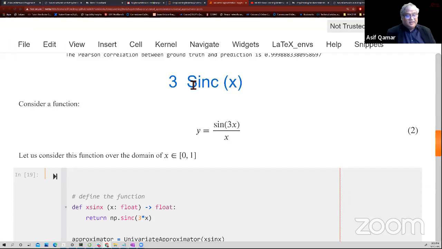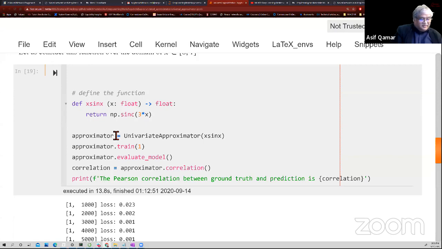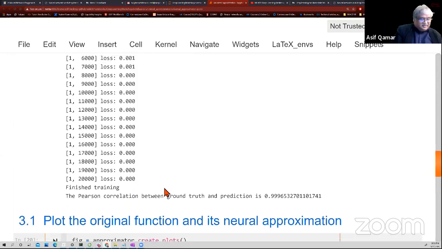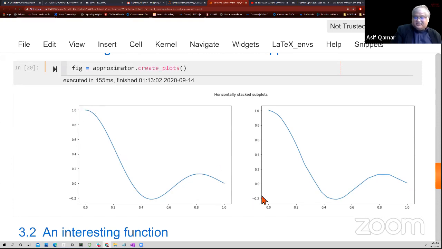I took another one, a sinc function. Those of you with some background in hardware would be perhaps in love with this function. It's very common. What does it look like? I won't run it because it will take a bit of time, but this is it. So now I made a curve that looks like this, and look at this. This thing has been able to approximate that also.